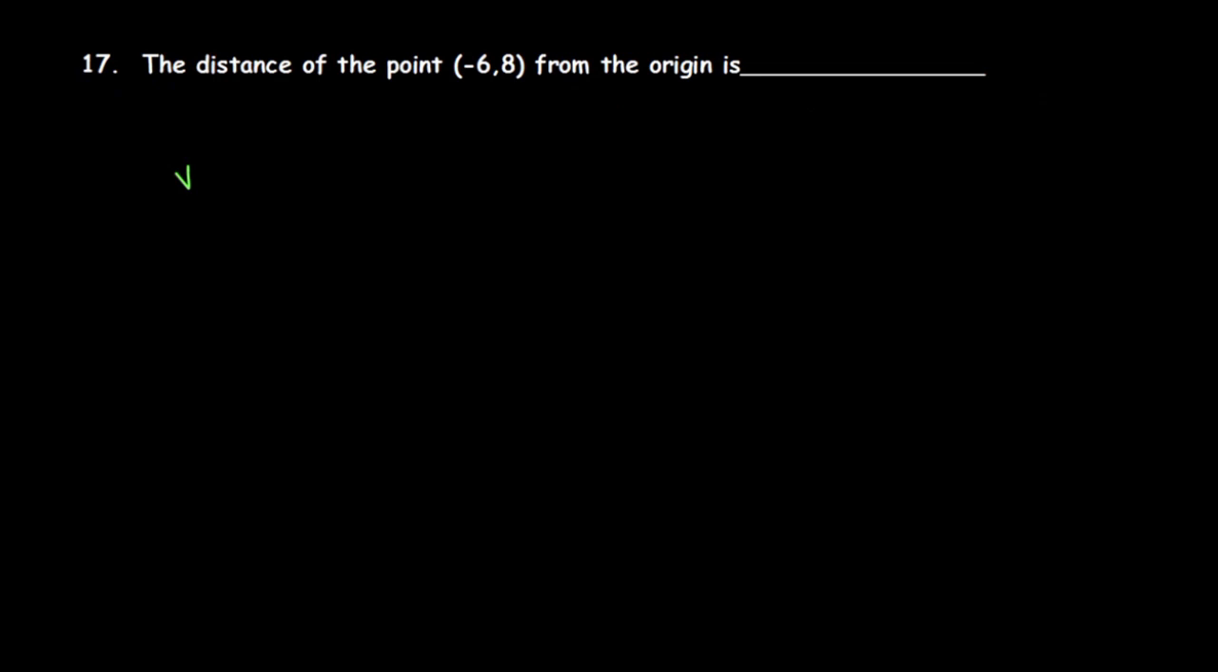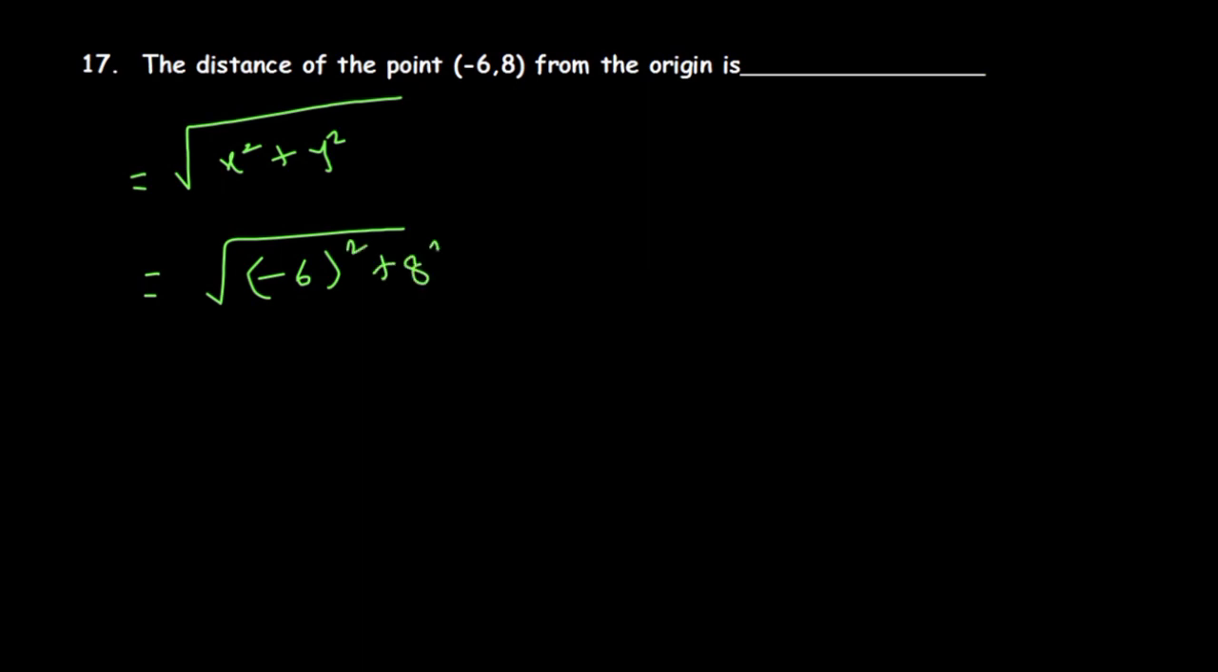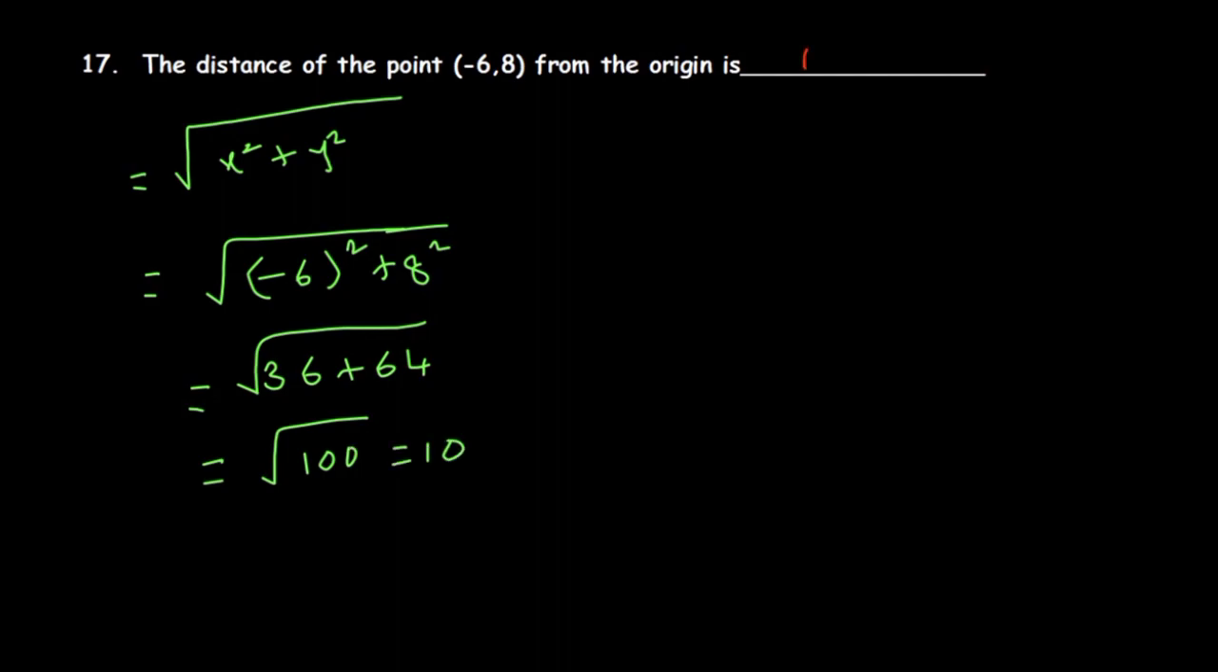The distance between the point minus 6 comma 8 from the origin is, so use the formula. From origin means you can use root of x square plus y square. Then root of x square is minus 6 square plus y square is 8 square. So minus 6 square is 36 and 8 square is 64. Okay, so 36 plus 64, root of 100, which is equal to 10. So the answer is here 10 units.